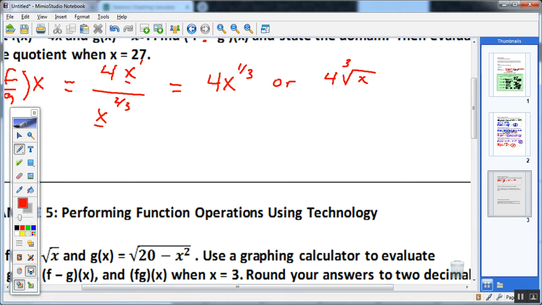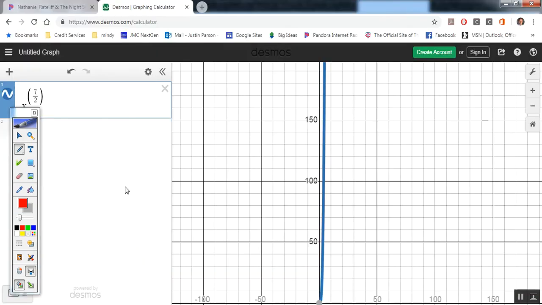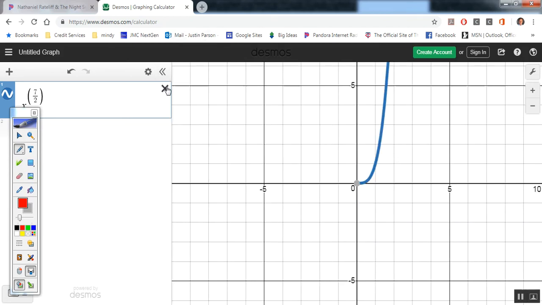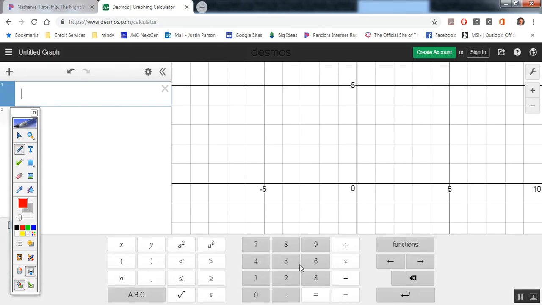Let's see a domain here. Let's look at a domain. I have 4x to the 1/3. Is that what we had, kids? Is that right?